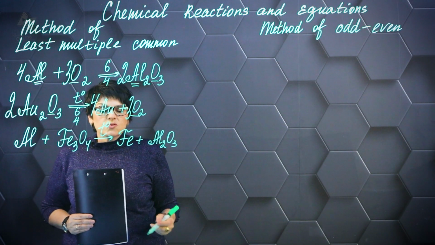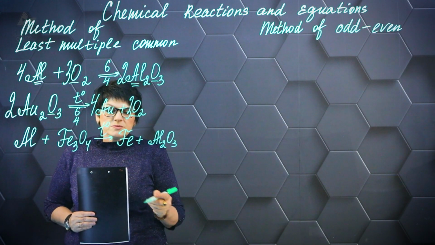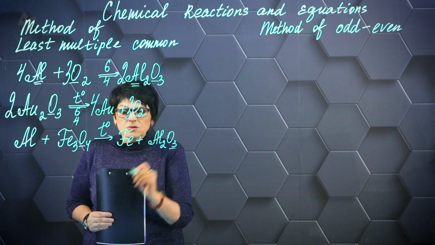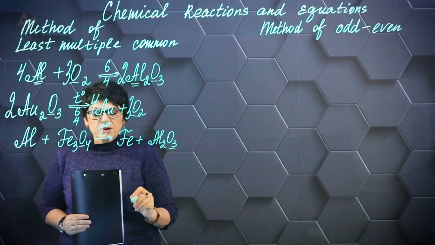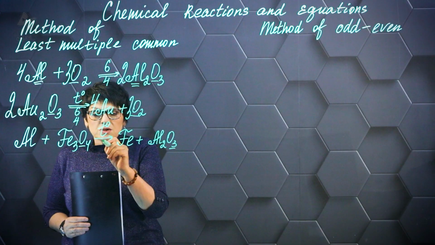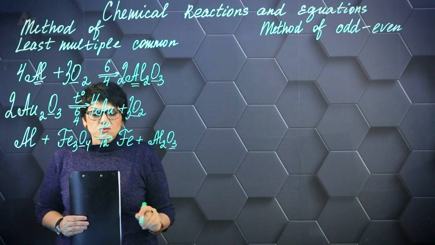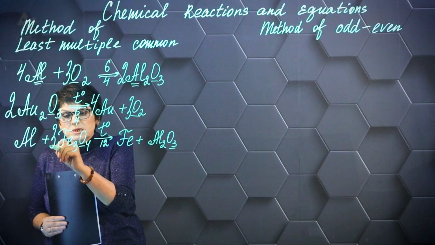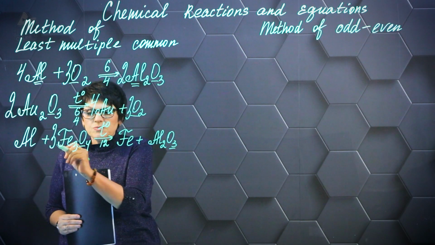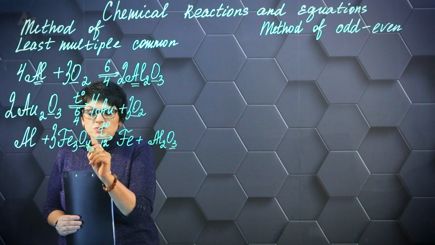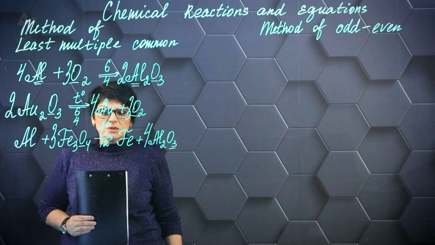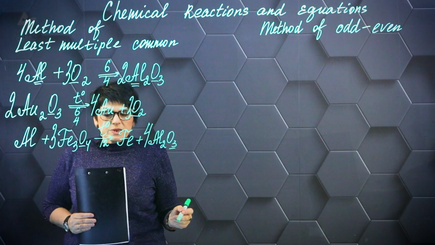Alright, let's start with selecting the coefficients. Once again, we choose which of the elements has the biggest impact. This is oxygen. On the left side it has 4, on the right side it has 3. So the least common multiple for oxygen is 12. We divide 12 by 4 and we get 3. Let's put this coefficient in front of Fe3O4. We divide 12 by 3 and get 4, which goes in front of Al2O3. Let us equalize the oxygen.